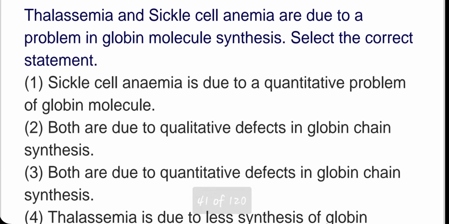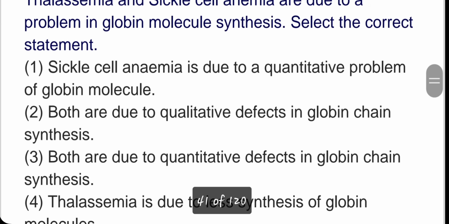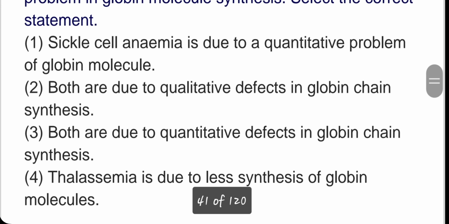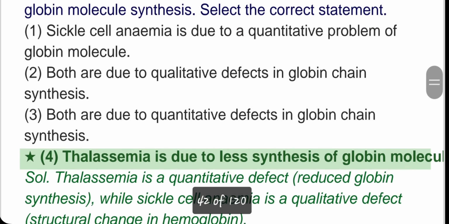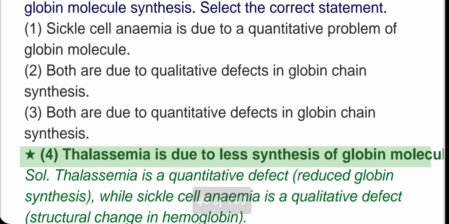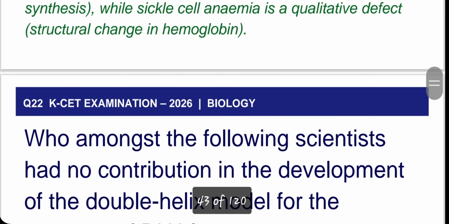Thalassemia and sickle cell anemia are due to a problem in globin molecule synthesis. Select the correct statement. Sickle cell anemia is due to a quantitative problem of globin molecule. Both are due to qualitative defects in globin chain. Both are due to quantitative defects in globin chain. Thalassemia is due to less synthesis of globin molecules. So the correct option is the fourth. Thalassemia is a quantitative defect, reduced globin synthesis, while sickle cell anemia is a qualitative defect, a structural change in hemoglobin.